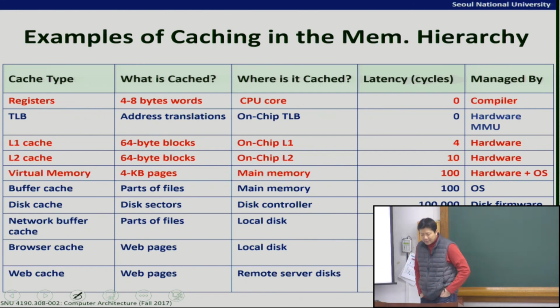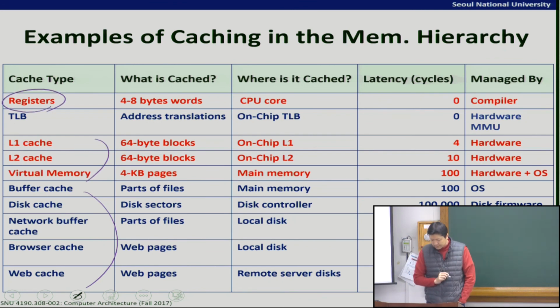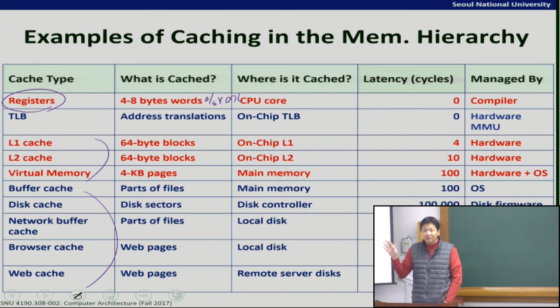So here is an example of caching in the memory hierarchy. Don't worry about the browser cache and all this; let's worry only about the red rows. For registers, what is generally cached? It's 4 to 8 byte words, because a register like RAX holds an 8 byte value, an 8 byte word, the quad word. So registers generally hold 4 to 8 byte words, and the cache is in the CPU core within the pipeline, and latency is 0.